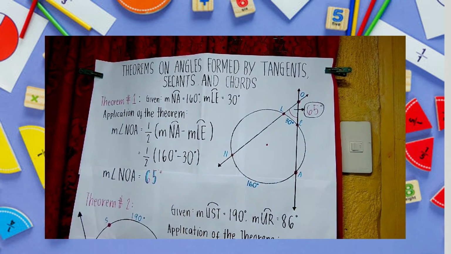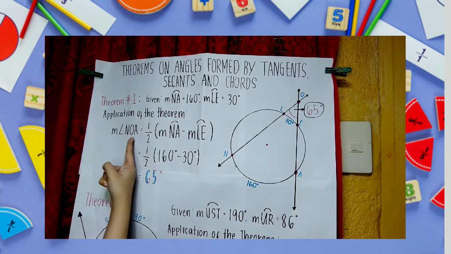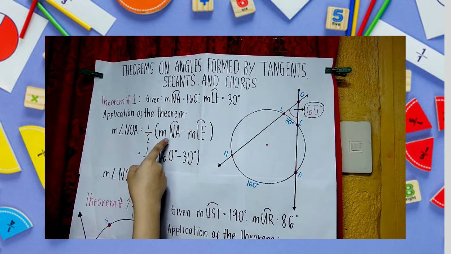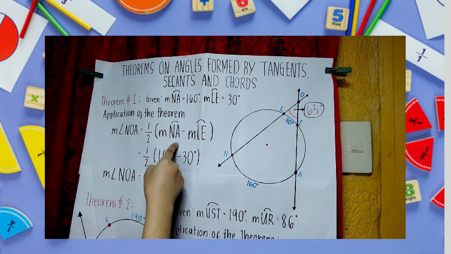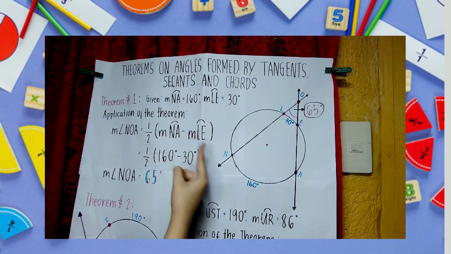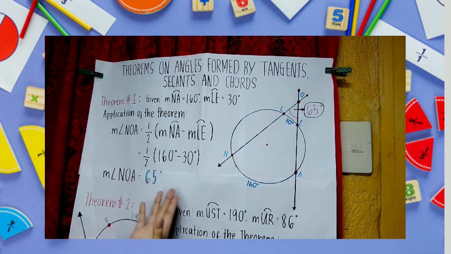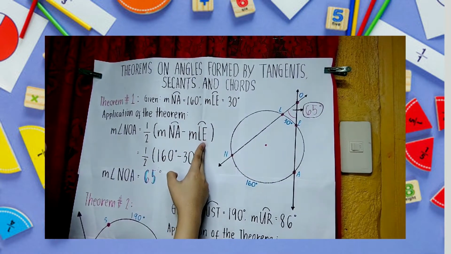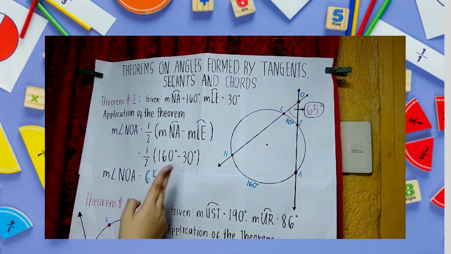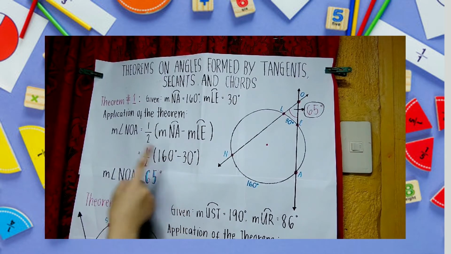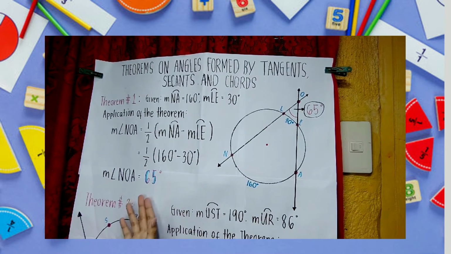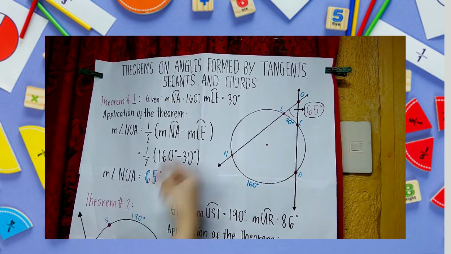So now let's talk about the application of the theorem. According to the first theorem, we can find the measure of angle NOA by subtracting the measure of arc LE from arc NA and dividing it by 2. What is the measure of arc NA? It's 160 degrees. And the measure of arc LE is 30 degrees. 160 minus 30 is equal to 130, divided by 2 is equal to 65. So the measure of angle NOA is equal to 65.